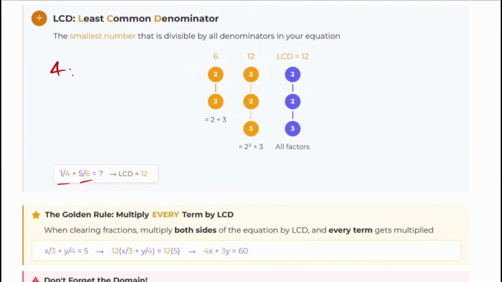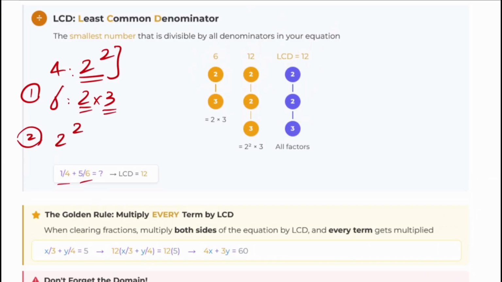4 is equal to 2 to the power of 2, and 6 equals 2 times 3. Is that fine? So at this point, I have these two numbers. In order to find your common denominator, that was the first step. And the second step is to find the common prime numbers with the highest power, and consider that.